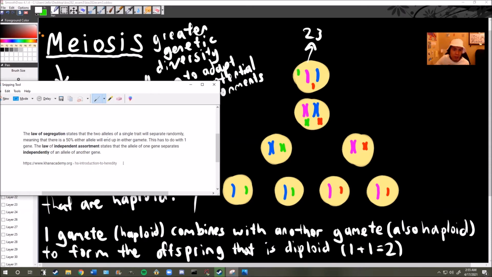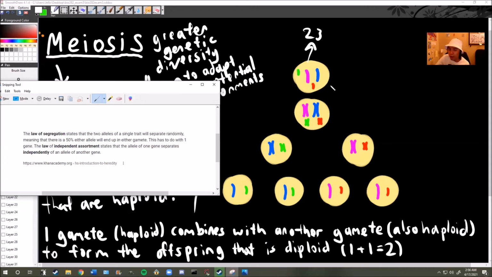So the law of segregation says that two alleles of a single trait will separate randomly. And okay, so let's break that apart. Separate randomly. So that means that you cannot have two alleles in one gamete. Like, you cannot have a homologous chromosome. Like you see how they're all separate from one another? They were segregated. This homologous chromosome was not put in here. This one wasn't put in here. Yeah, if it was, then it wouldn't be haploid. So that's what it means by separate.